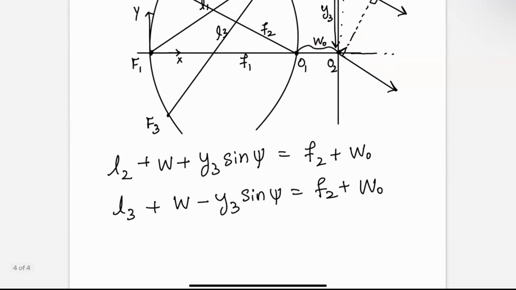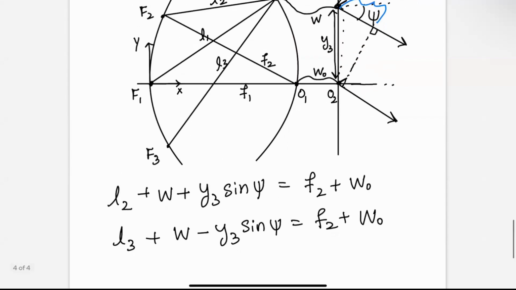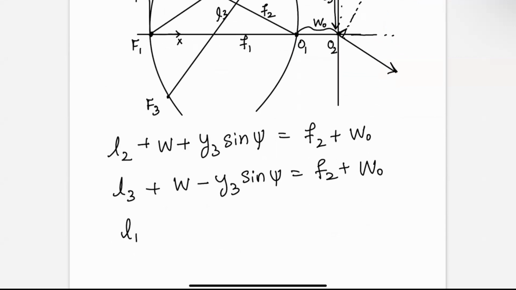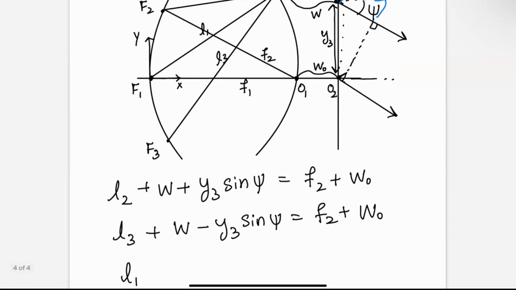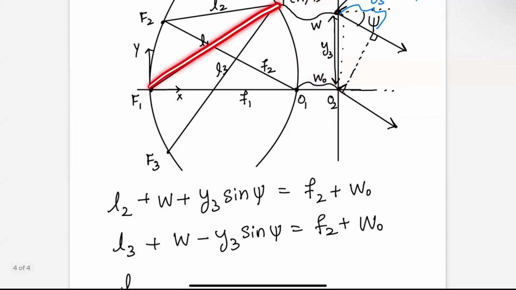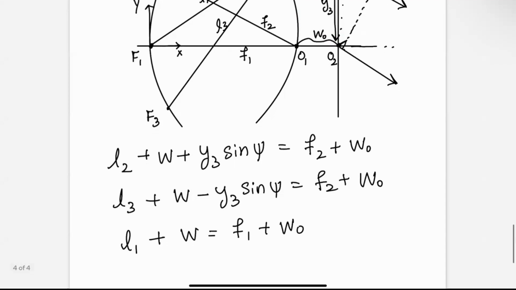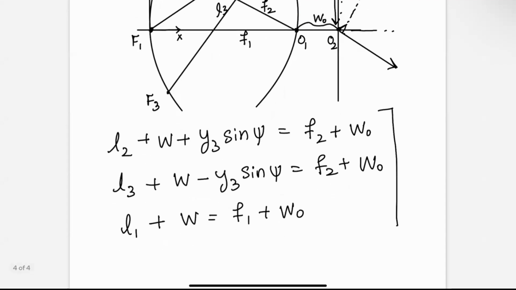And then the last equation, of course, is just when you excite at the center, and then you want L1. Let me just scroll up a bit. And L1 is, of course, you want this length now only up to here to be equal to this length. So L1 plus W is equal to F1 plus W naught. Okay, so this gives us three equations, which are well and good. I'll call them equation set number 1.